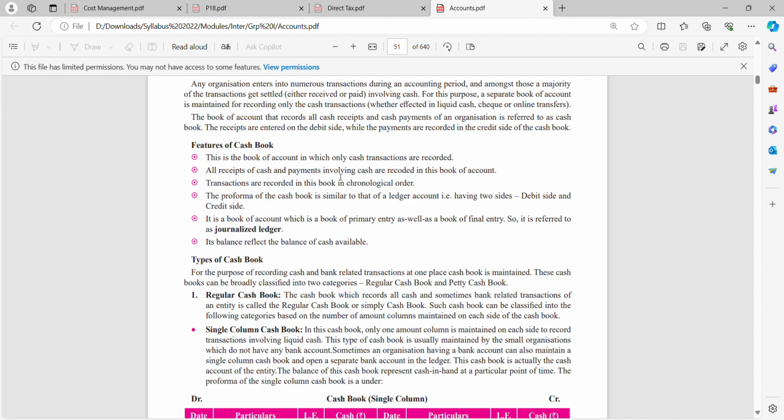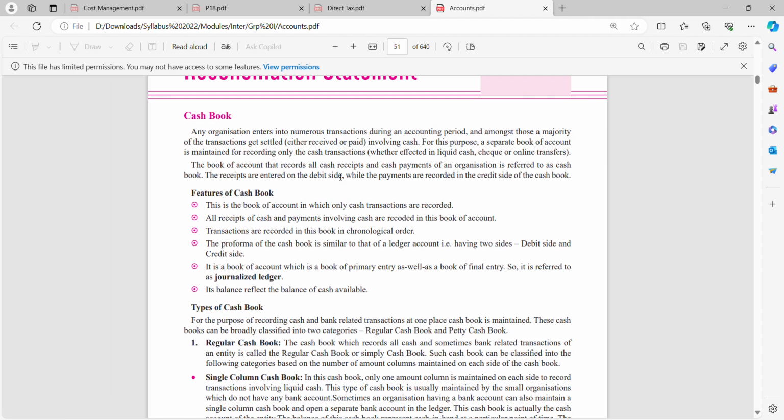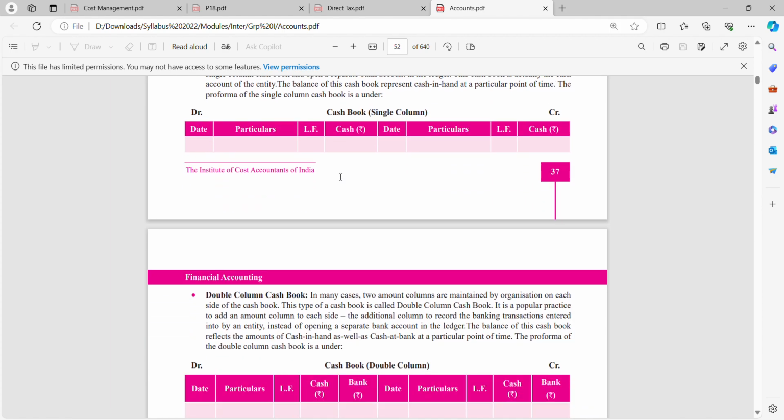So we have regular cash book, we have single column cash book. They have given us the format for single column cash book. It is nothing but ledger format. So we have date, we have particulars, we have LF, cash column, that is amount column.